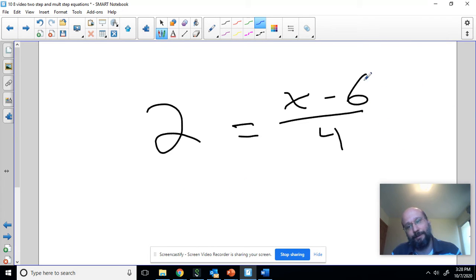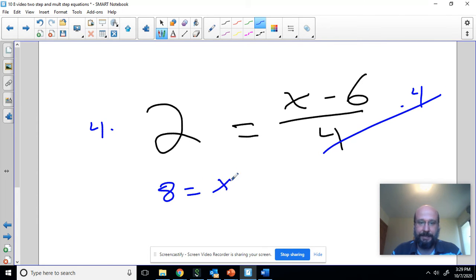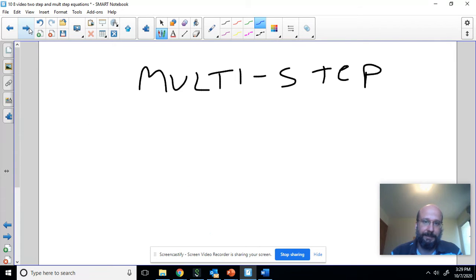And again, the same thing. The only difference is the variable's on the right. But you still have to get rid of this fraction. So I'm going to times 4. 4 times 2 is 8. These cancel, and I just have x minus 6. Then I need to get the variable by itself, so I'm going to add 6. 14 equals x.